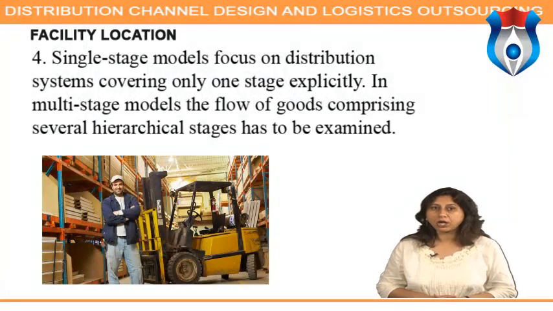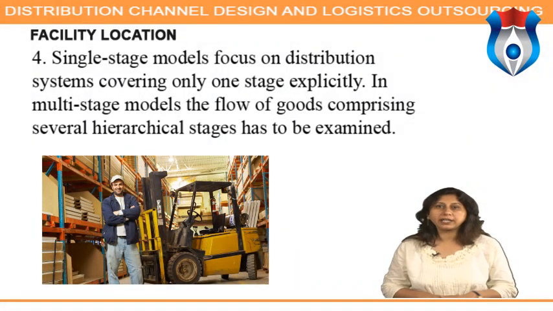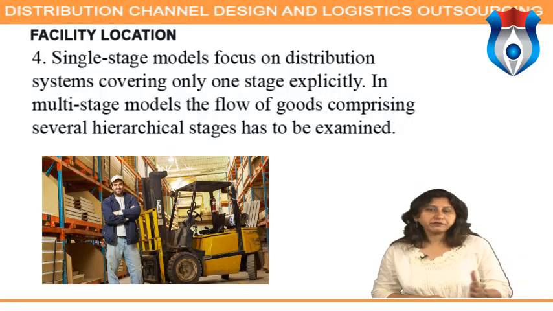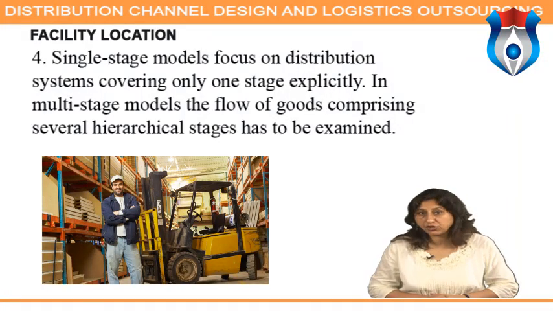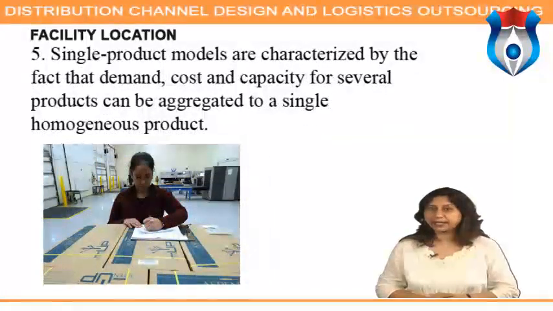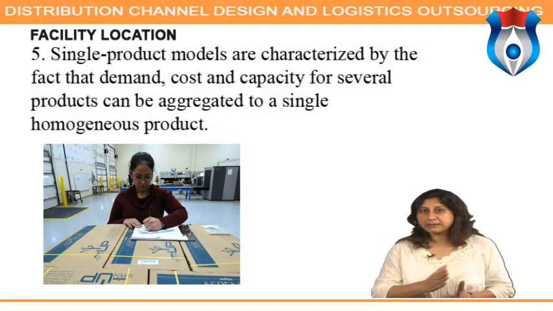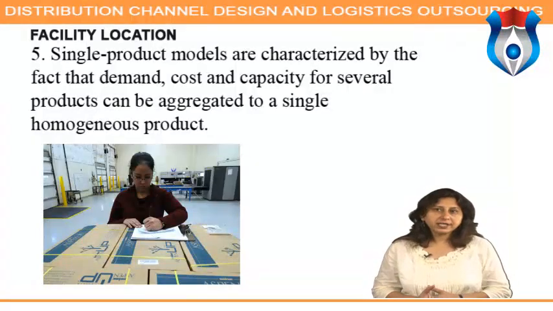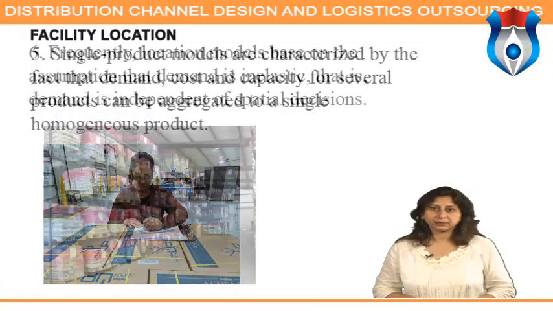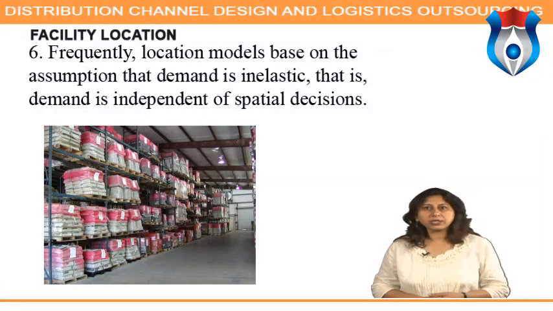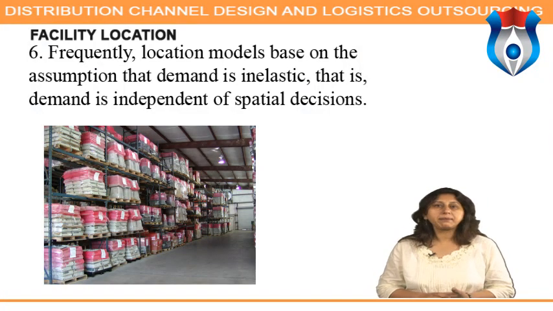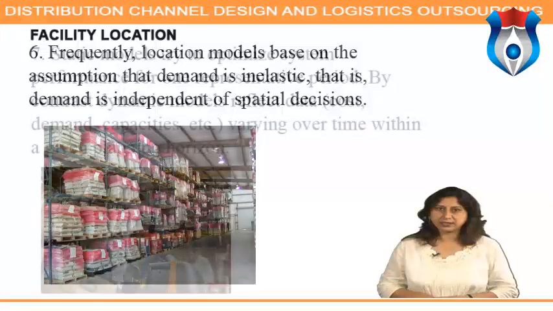Single-stage models focus on distribution systems covering only one stage explicitly. In multi-stage models, the flow of goods comprising several hierarchical stages has to be examined. Single product models are characterized by the fact that demand, cost and capacity for several products can be aggregated to a single homogeneous product. Frequently, location models base on the assumption that demand is inelastic, that is, demand is independent of spatial decisions.